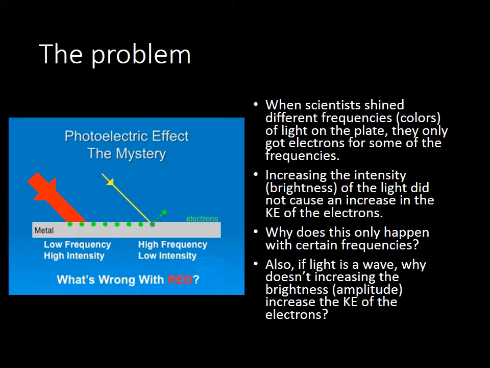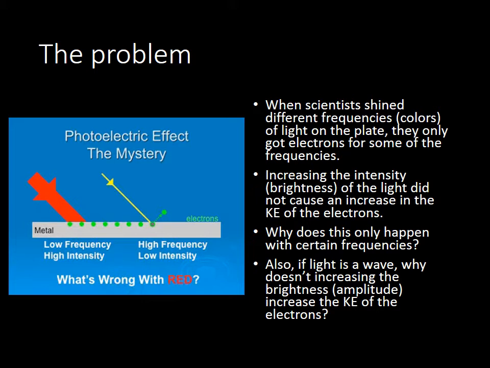This effect that they're noticing causes a problem. You need to remember that scientists thought that the question of whether or not light was a wave or a particle had been settled with Young's double slit experiment, where we got the wave pattern that showed the constructive and destructive interference and showed that light behaved as a wave.